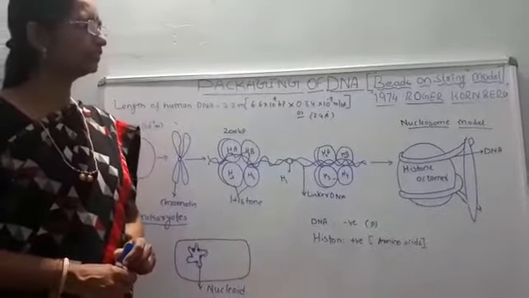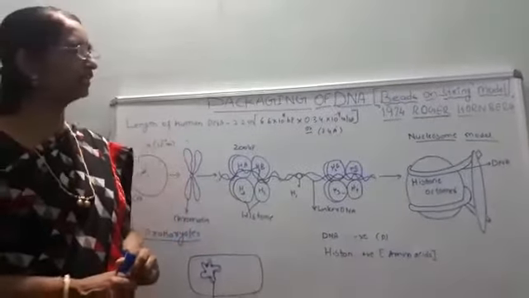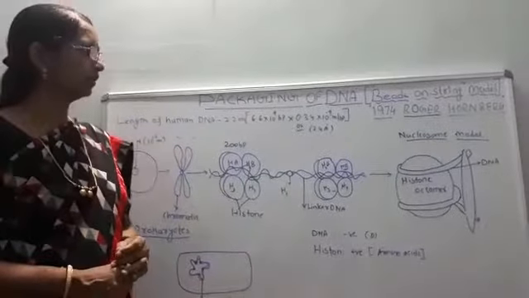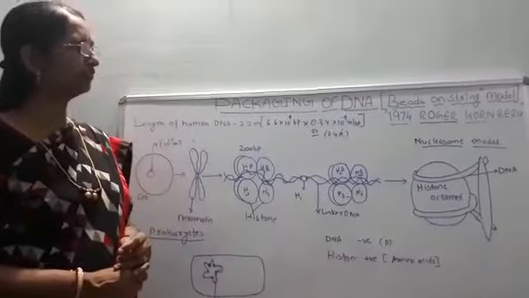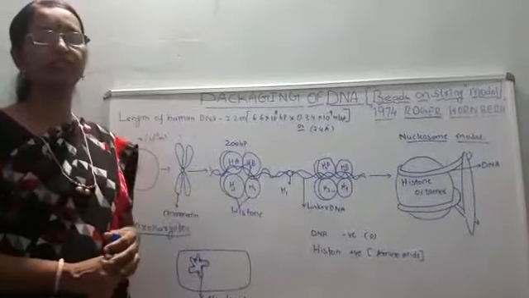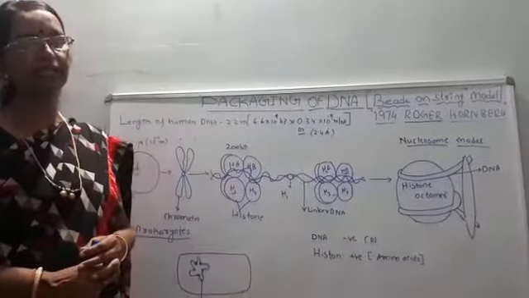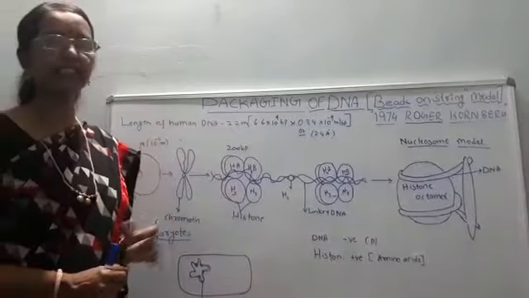This model is also known as the nucleosome model. Means we use different terms to define it. So for the first time, the packaging of DNA, or the beads on string model, was proposed by a scientist by the name Roger Kornberg in the year 1974.